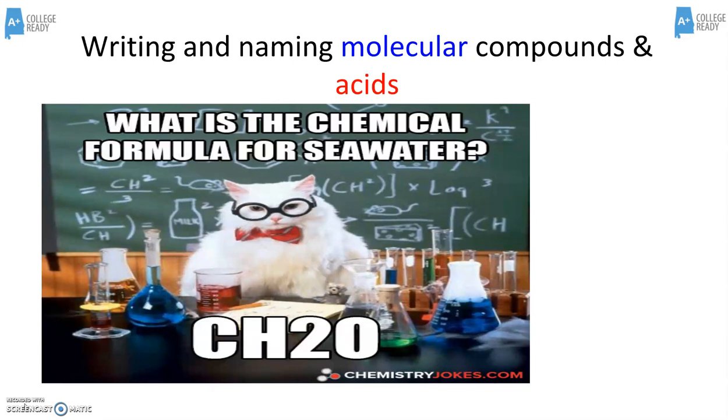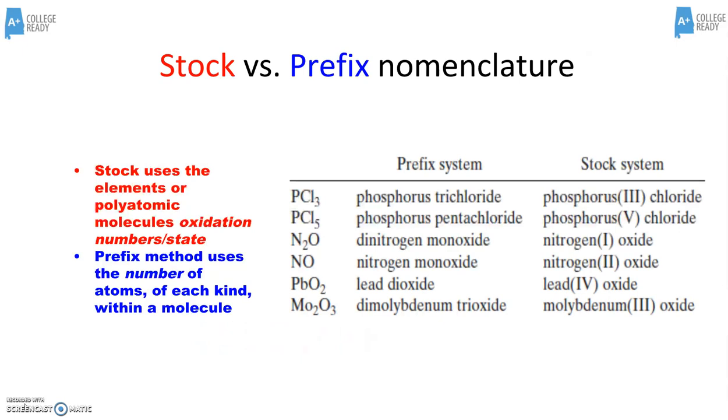There are two types of naming systems that we use for molecular compounds: the stock naming system versus the prefix nomenclature system. The stock system uses the elements or polyatomic molecules, oxidation numbers, and their state. If you notice at the far right of your chart, the stock naming system uses the Roman numerals of the element that comes first in the compound.